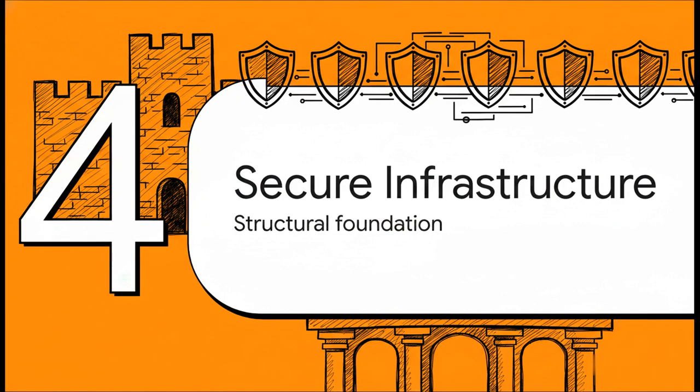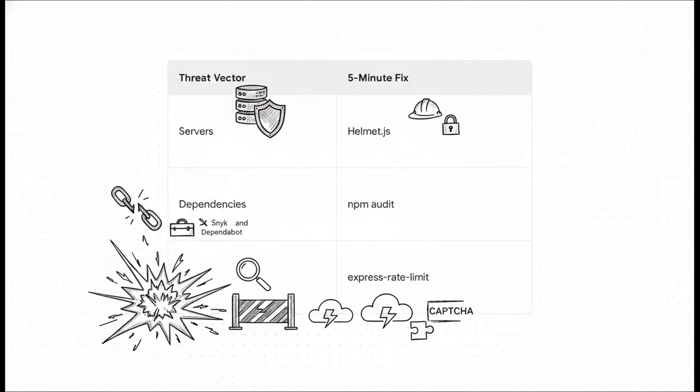Time to look at the structural foundation of your app. Now, what's really interesting about this slide is how incredibly fast you can patch massive infrastructure holes. Look at these 5-minute fixes. For misconfigured servers, you can literally add security headers with a single line of code using Helmet.js. Hide your verbose error messages in production and change those default admin credentials.